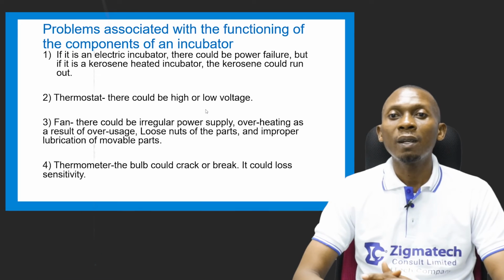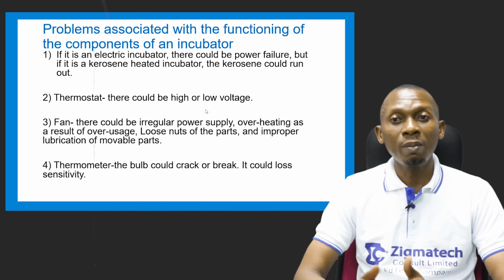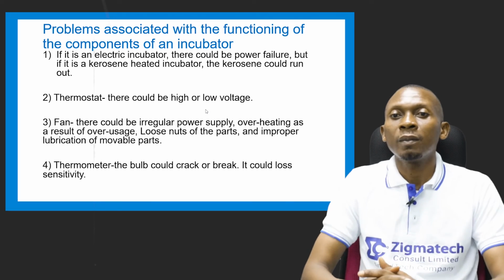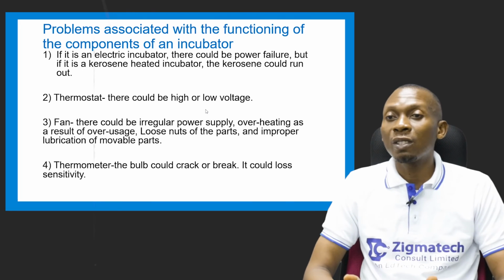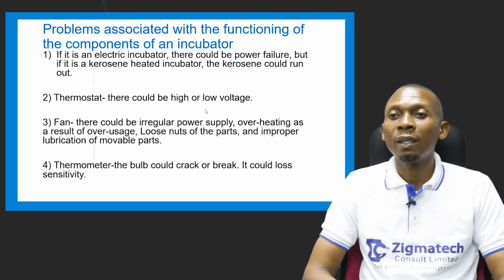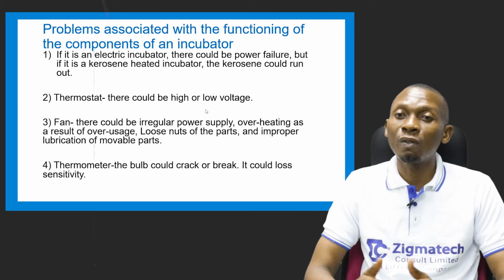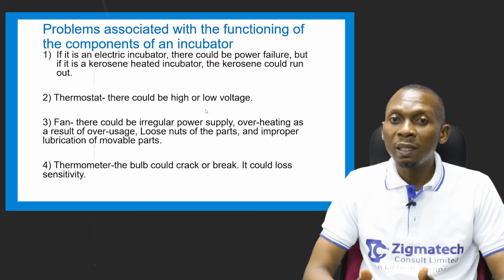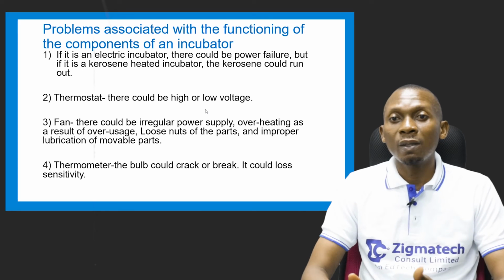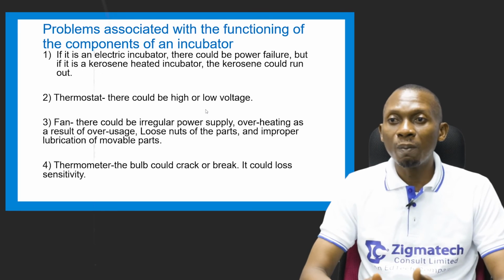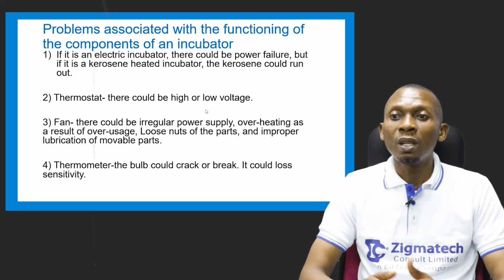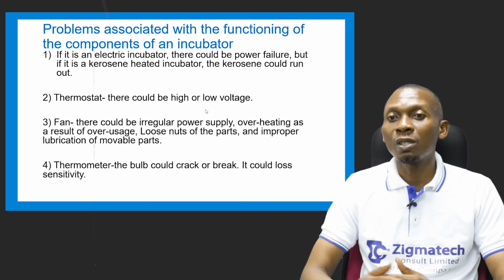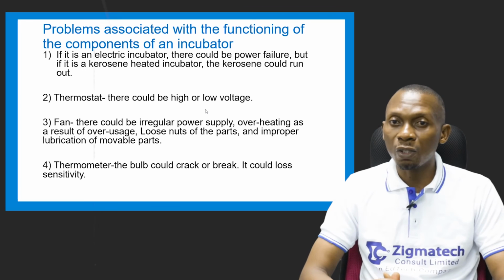Then the thermometer, the problem that could be associated with the thermometer is that there could be high or low voltage. And for the fan, there could be irregular supply, that's power supply. There could also be overheating as a result of overusage of the fan. The fan also has some nuts which could loosen. The fan also has some movable parts which need to be lubricated. So there could be improper lubrication of such movable parts, which could affect its functioning.